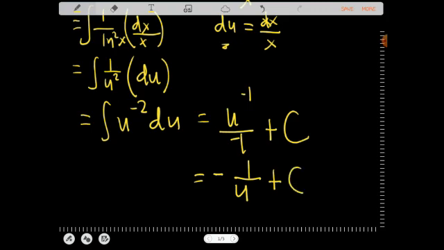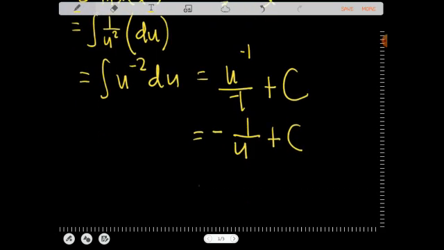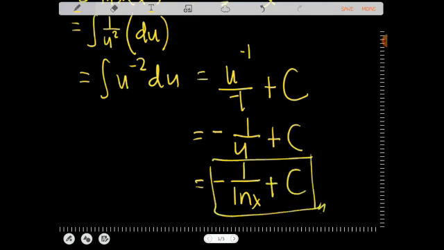Ba't nawala yung exponent na 1 or negative 1? Kasi binaba natin siya sa denominator, then tinanggal ko na yung exponent na 1. So, replacing the original value of u, so this is negative 1 over ln x plus the arbitrary constant c. So, ito yung ating final answer.